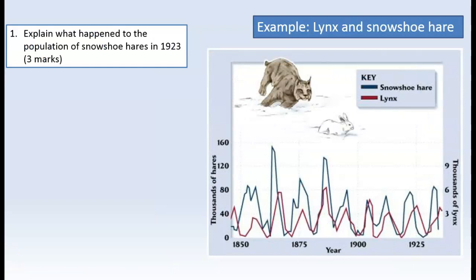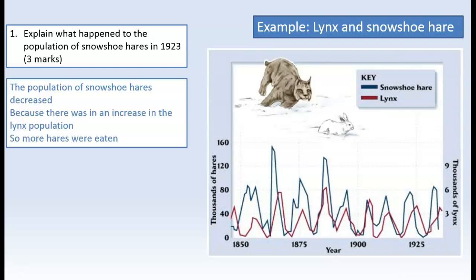Right, so let's have a look at those answers. So question 1, explain what happened to the population of snowshoe hares in 1923. So let's make our statement first, our description. For the first point, the population of snowshoe hares decreased. So now let's say why. Because there was an increase in the lynx population, that's my first why, so more hares were eaten. That's my second explanation. Okay, so I've scored 3 points there.